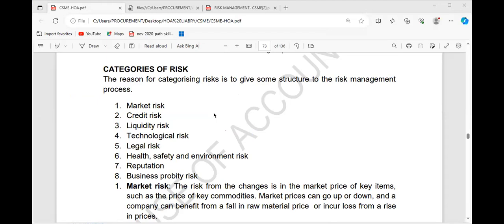Now, let's look at these types of risk. First one is market risk. We have credit risk, liquidity risk, technology risk, legal risk, health risk, reputation, business, and there are so many financial risks. And we are going to be discussing this just briefly. I'm going to just tell you what types of risks you'll be expecting in this type of organization or in this category. Let's look at the first one.